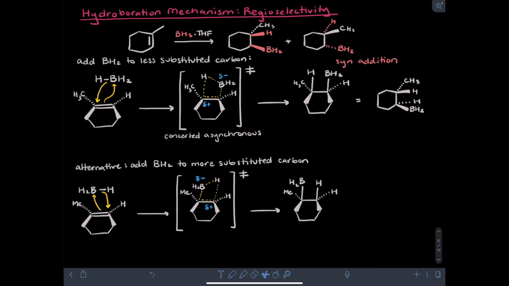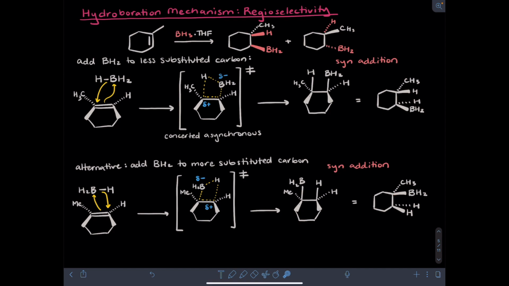The product formed from this step would have the pi bond completely broken, the BH2 group added to the more substituted carbon of the alkene, and the hydrogen added to the less substituted carbon of the alkene. To make my molecule look more like the original structure, I could rotate it so that the boron is a wedge, the new hydrogen that's been added is a wedge, and the methyl group is now a dash. The hydrogen and boron have both still added to the same face of the alkene, but now I've added the boron to the more substituted carbon.